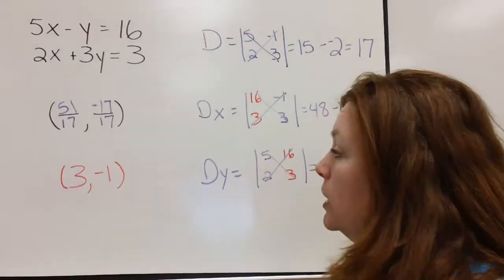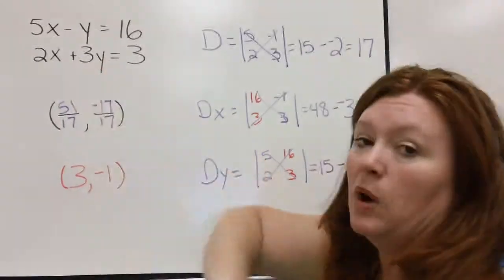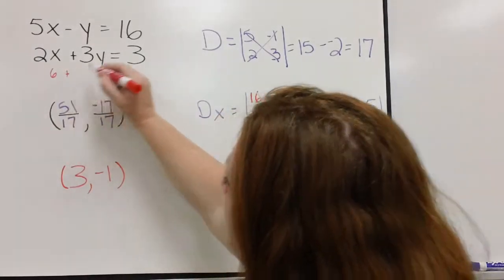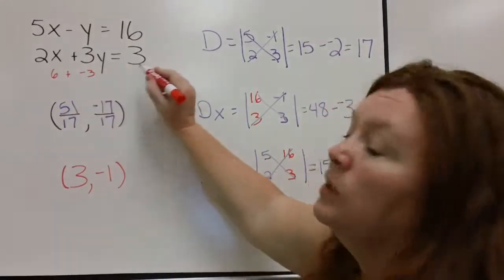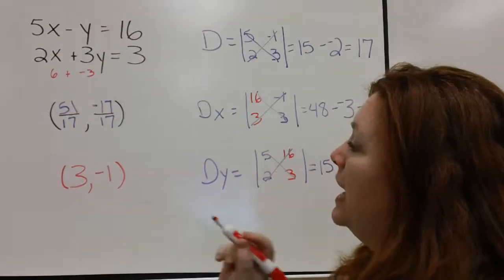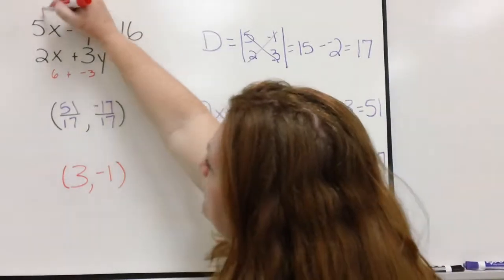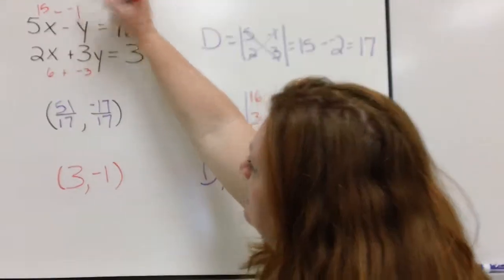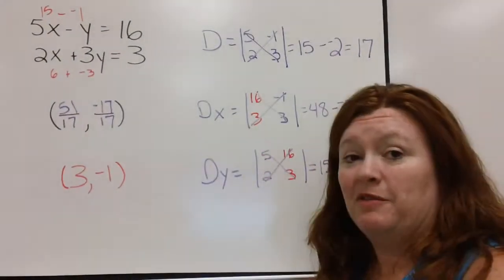I can check my work. I can plug a 3 in for x and a negative 1 for y. 2 times 3 is 6, plus 3 times negative 1 is negative 3. Does that add to 3? Yes, it does. And 5 times 3 is 15, minus negative 1. And 15 minus negative 1 is 16. So, yay, I have the right answer.